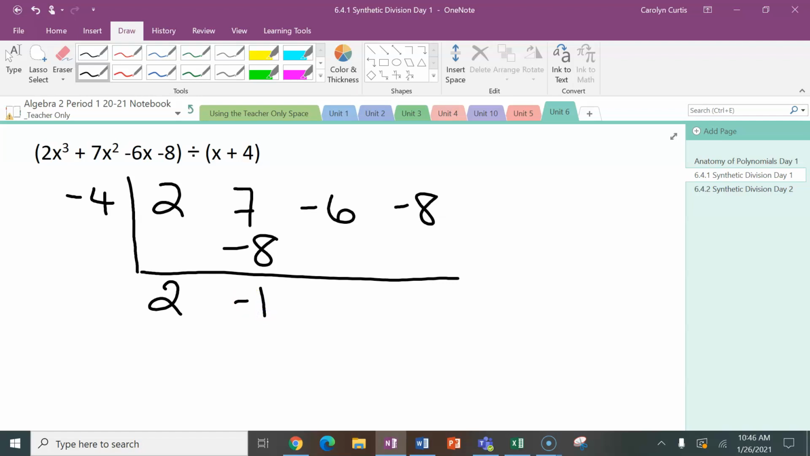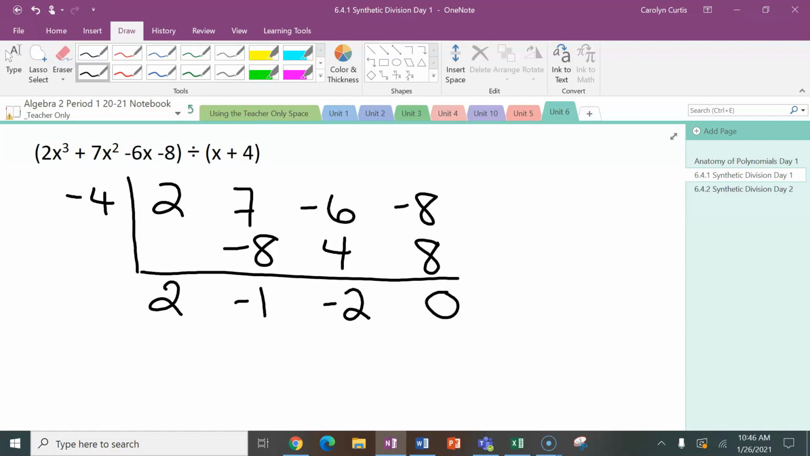Now I'm going to do the same thing. -1 times that -4 on the outside, I get positive 4. Write it under the next one. -6 plus positive 4 is -2. -2 again times that -4, we get positive 8. And then -8 plus positive 8 is 0. So that's doing the synthetic division.